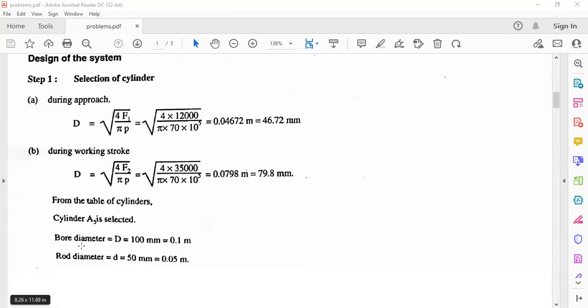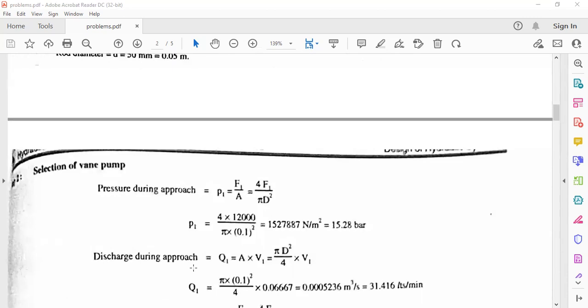46.72 mm. B, during working stroke: D equal to under root of 4 F2 upon pi P, equal to 4 into 35,000 upon pi into 70 into 10 raised to 5, equal to 0.0798 meter, 79.8 mm. From the table of the cylinder, cylinder A5 is selected. Bore diameter D equal to 100 mm equal to 0.1 meter and rod diameter equal to 0.05 meter.